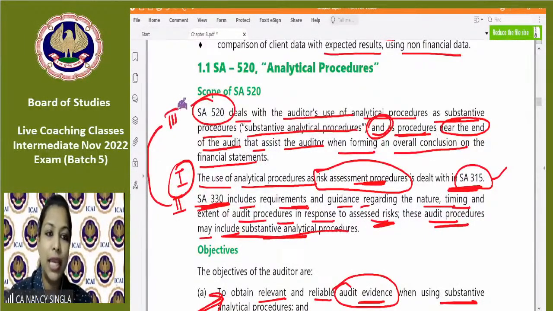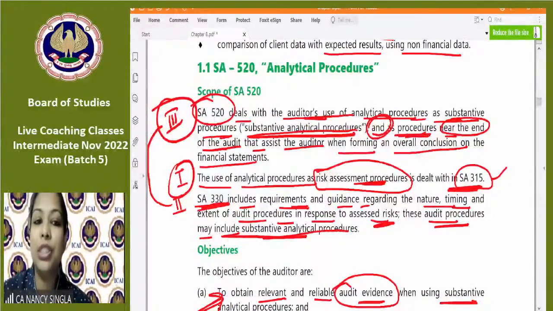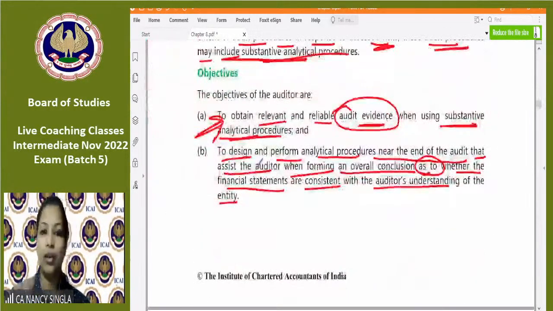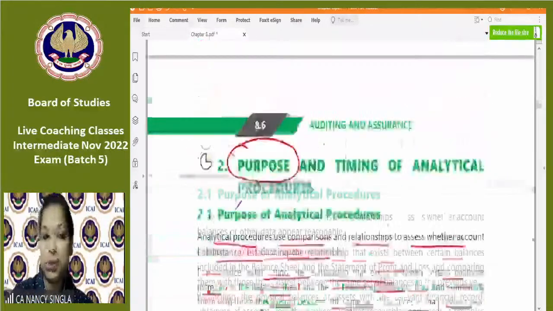कहाँ पर देखें? SA 520 में देखो. If you are using them as what? देखो. SA 520 deals with auditors' use of analytical procedure as substantive procedure. So here it will be known as substantive analytical procedure and as procedure near the end of audit that assists the auditor when forming an overall conclusion. ठीक है? तो objective क्या है? तो risk assessment procedure तो इधर आएगा नहीं. बाकी दोनों आएंगे. That is to obtain reliable, relevant audit evidence and to design, perform analytical procedure near the end of audit that assists the auditor when forming an overall conclusion as to whether the financial statements are consistent with auditor's understanding of the entity or not.